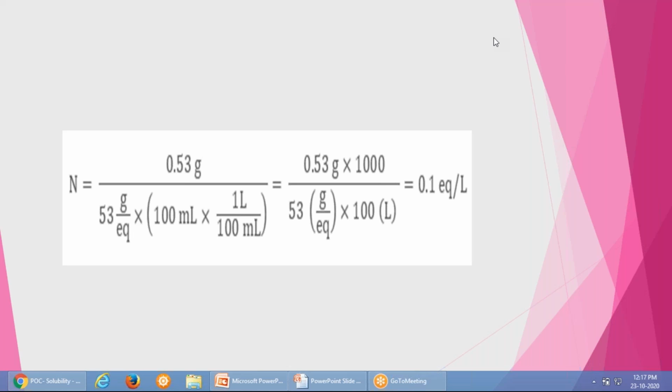No, 37. Calcium hydroxide is 37 because it has 2 OH groups. The basicity of calcium hydroxide is 2, so 74 divided by 2 is 37. So 37 grams of calcium hydroxide is dissolved in 1 liter or 1000 ml water to get 1 normal calcium hydroxide solution.